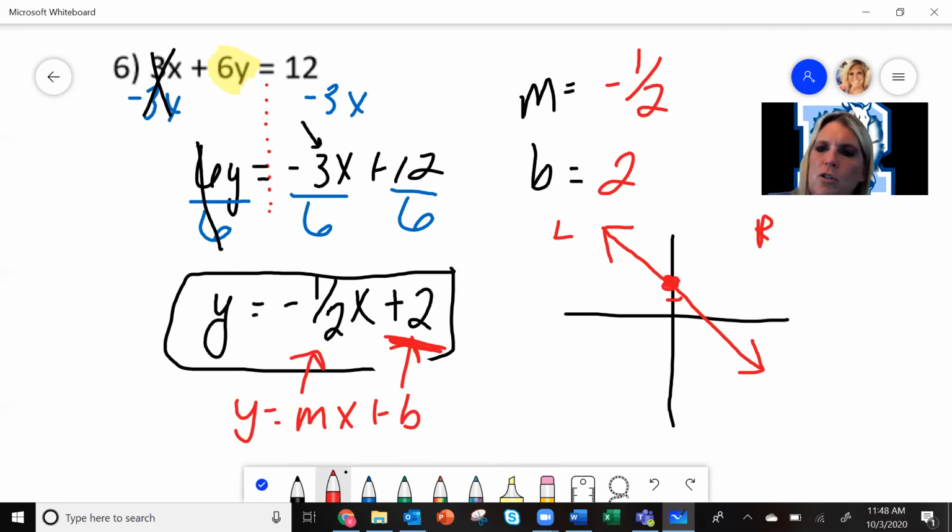Okay, so now make sure you have all this down, and hopefully this helps you change things from standard form to slope-intercept and be able to sketch the graph.